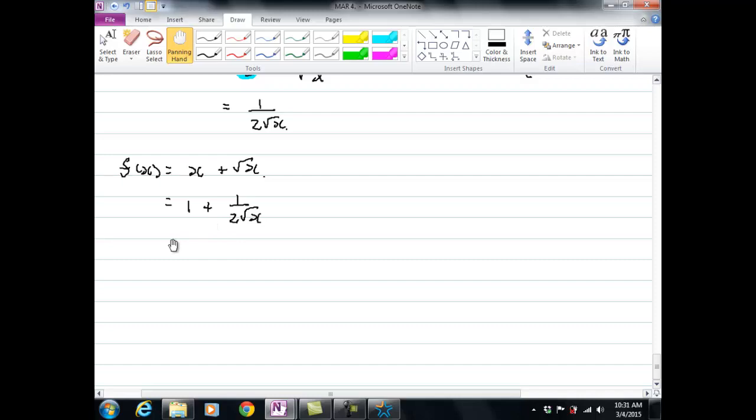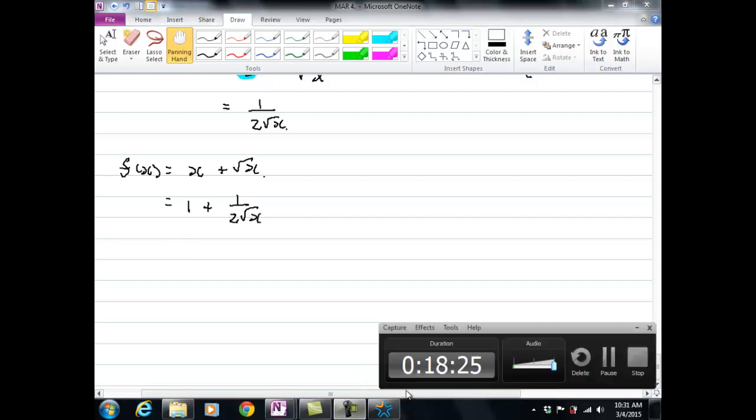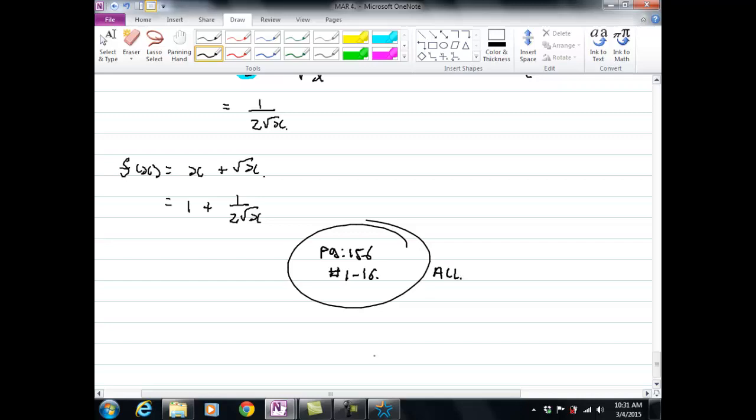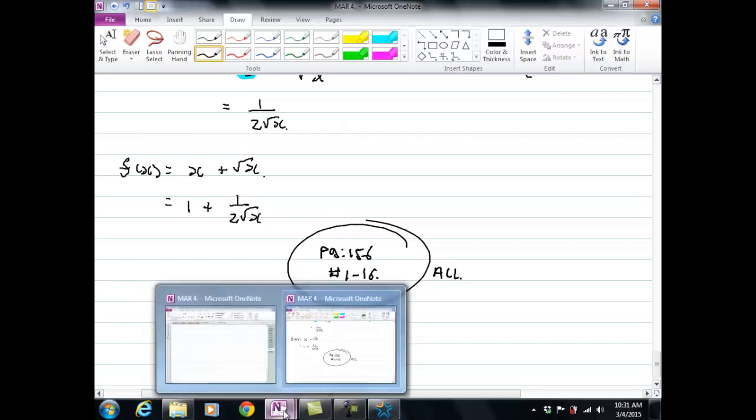Your work: you get a chance to practice the power rule. You need to master the power rule before I start the real stuff tomorrow. Page 156, numbers 1 to 16, all. You should be able to master the power rule before I can start the next lesson. Without the power rule, you can't do this.